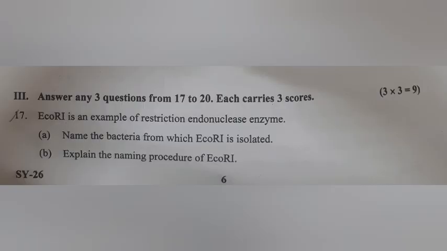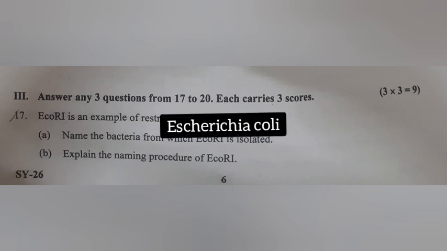17. EcoR1 is an example of restriction endonuclease enzyme. A. Name the bacteria from which EcoR1 is isolated. Answer. Escherichia coli.